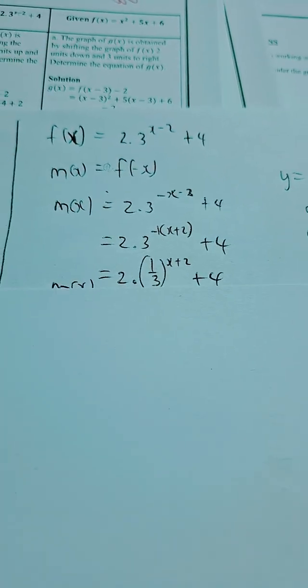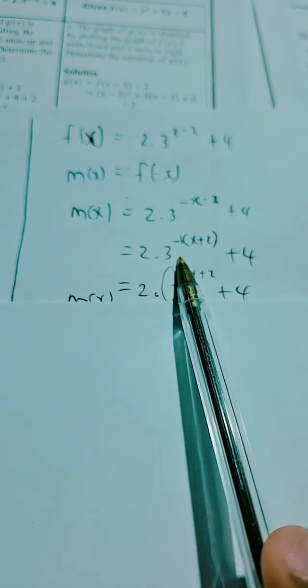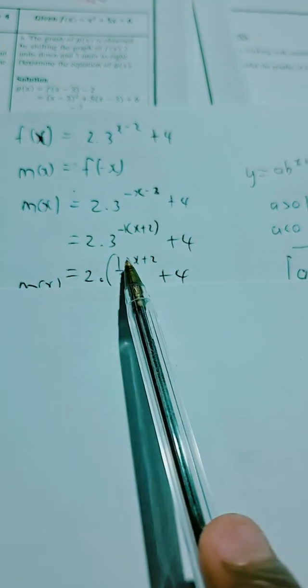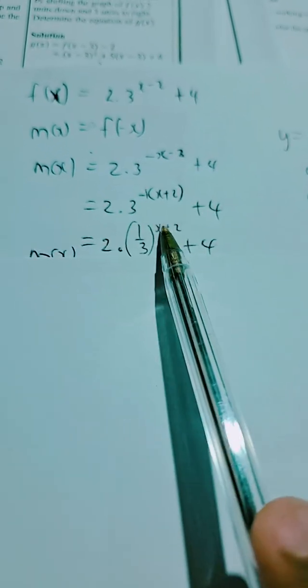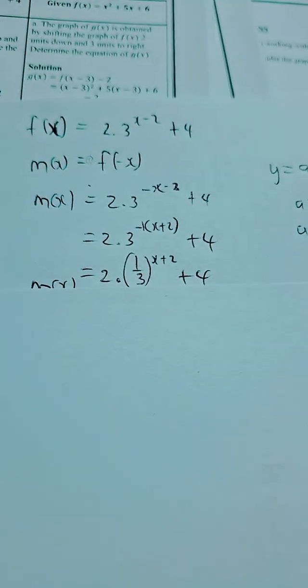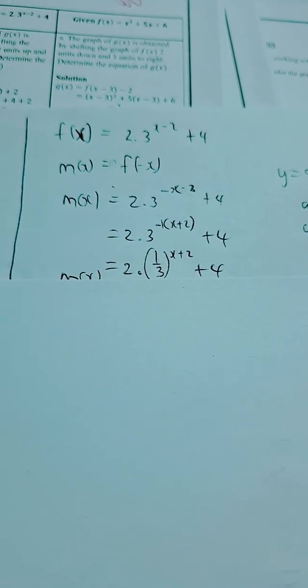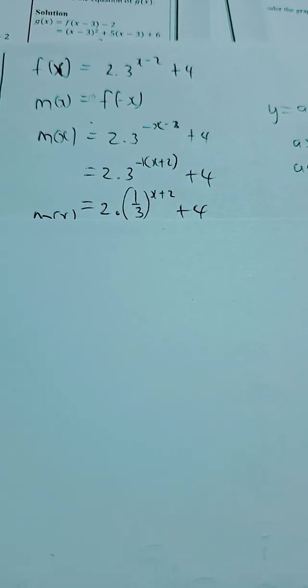Then, from there, the 2 stays times the 3 to the power negative 1. Now you need to apply your law. Take the 3, write it as 1 over 3 in brackets. Then you put x plus 2 outside, as it was the exponential expression that was there anyways, plus the 4. You are done. You are finished. That's it.